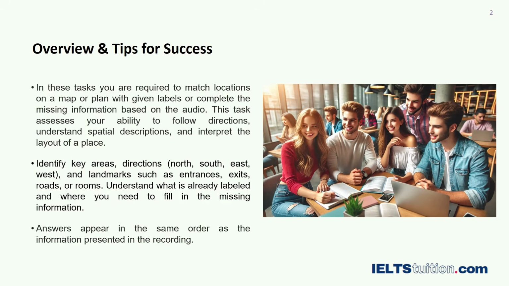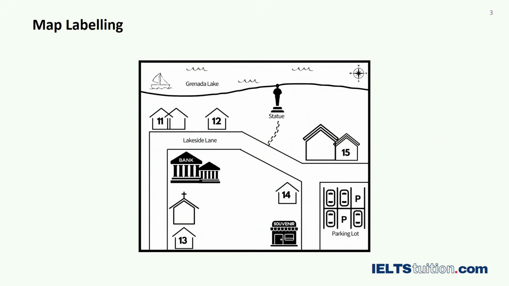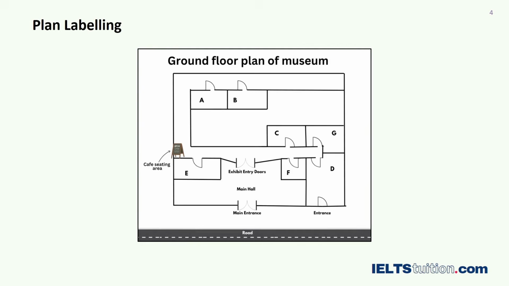Now, let's go ahead and see what each of these question types looks like. A map labeling question would look like this. You have directions at the top, and you can see all the important landmarks are labeled on the given map. Here's what a plan labeling task looks like. Let's go ahead and learn how to successfully attempt this type of question.